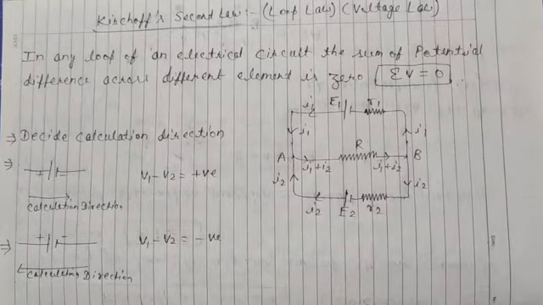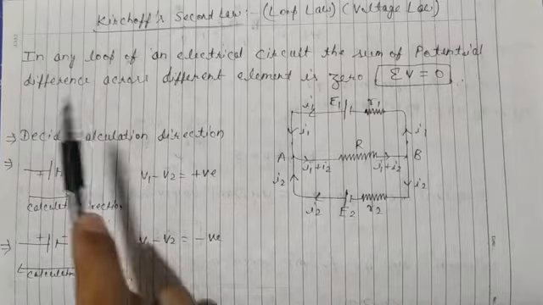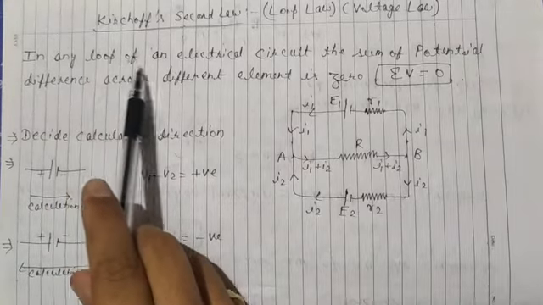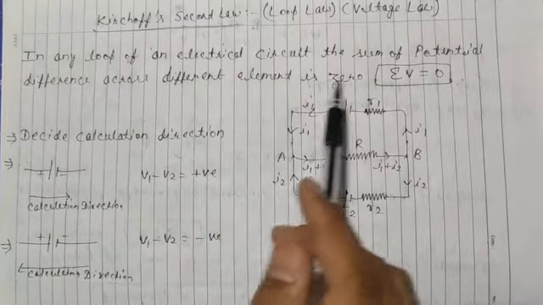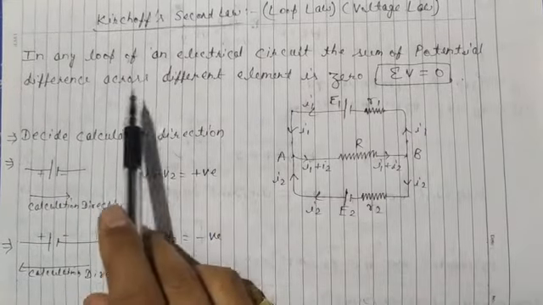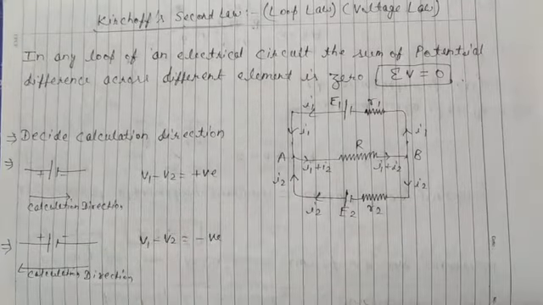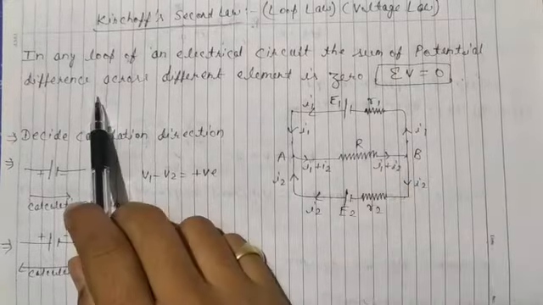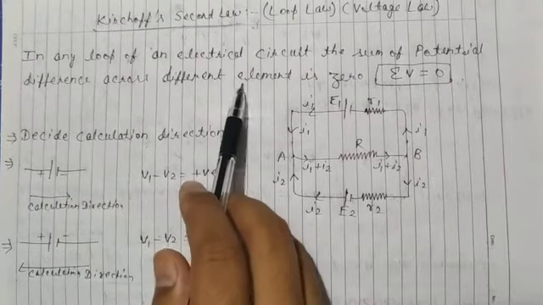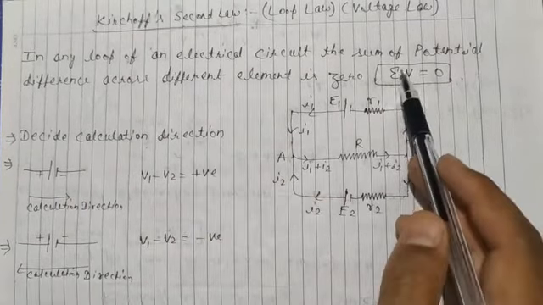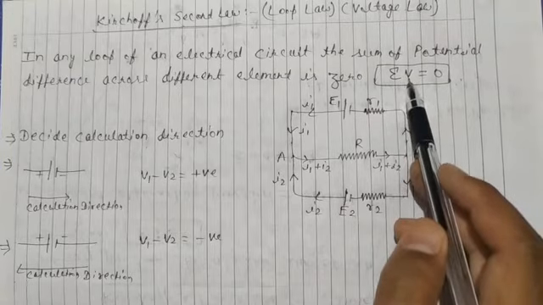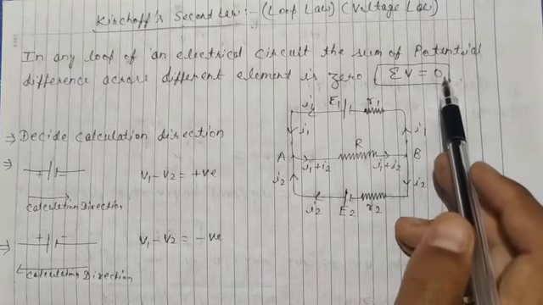We have only understood what the meaning of a loop is, and the law is: in any loop of an electrical circuit, the sum of potential differences across different elements is 0. The total sum of potential differences across the different elements is 0. So we can write sigma V, the summation of V, the potential difference, is equal to 0.